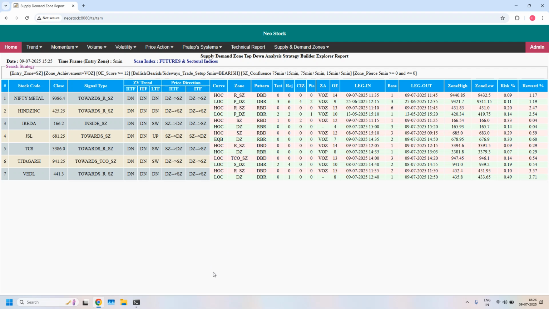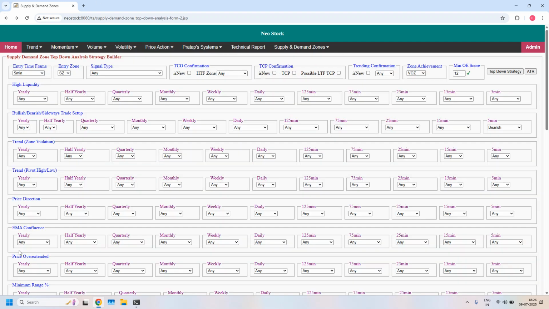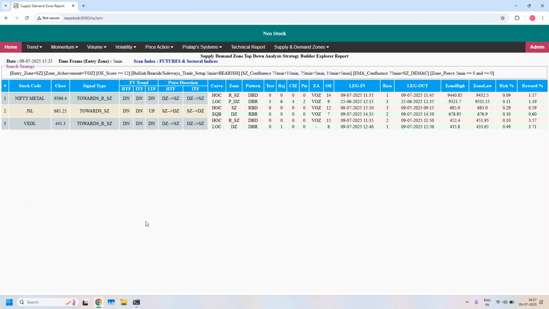So let's further filter. Any 75 minute supply zones are having daily EMA confluence. At 75 minutes time frame, checking 75 minute supply zone having daily EMA confluence. So 3 stocks are filtered. That way these 3 5-minute supply zones might be having more high probability to get success, provided less than 20 checklist items are satisfied. So this is about bullish and bearish and sideways trade setups for different income trades.